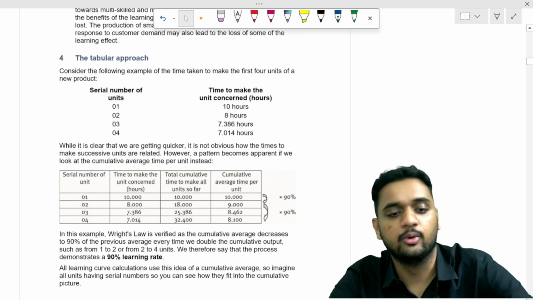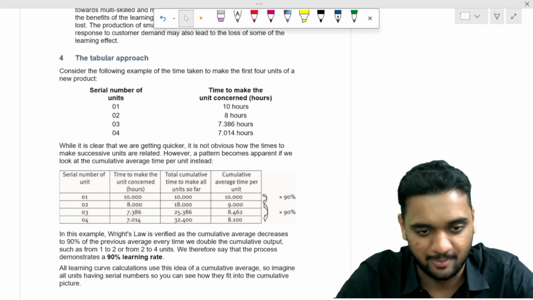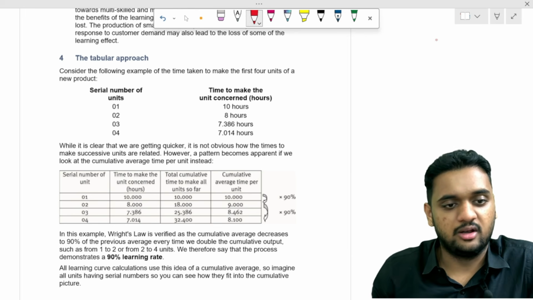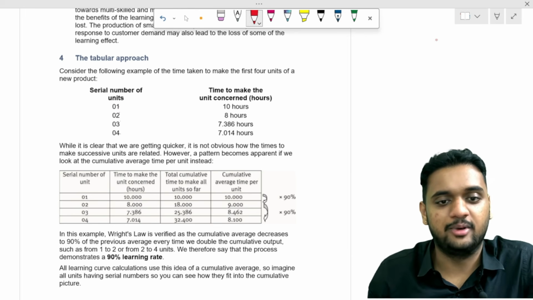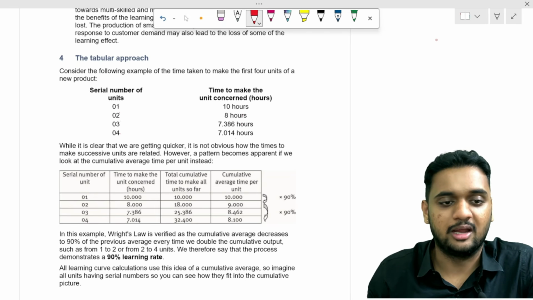Now come to the graph. Fourth question. Come to the tabular approach. There we will learn how it's happening. They have given 1, 2, 3, 4. Time taken to produce first unit. Time taken to produce second unit. Time taken to produce third unit. Time taken to produce fourth unit.